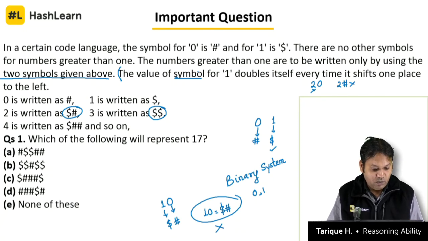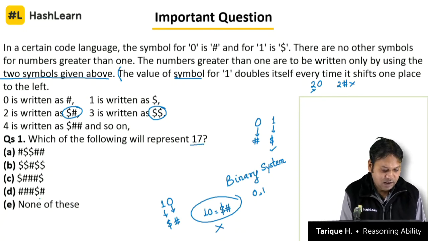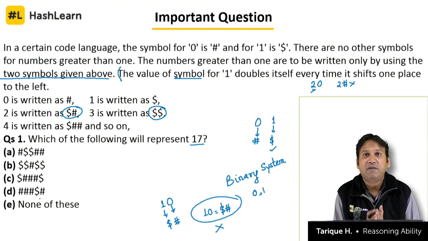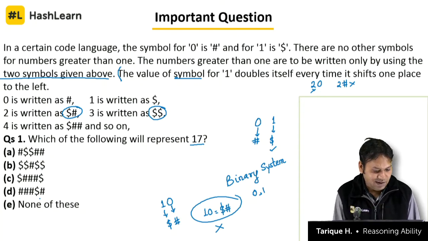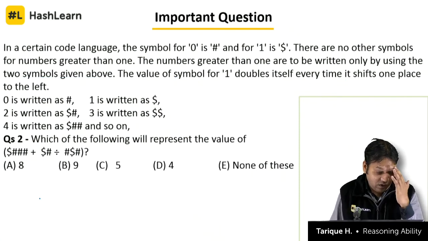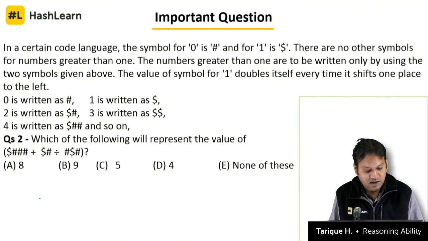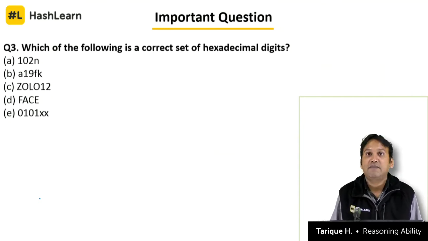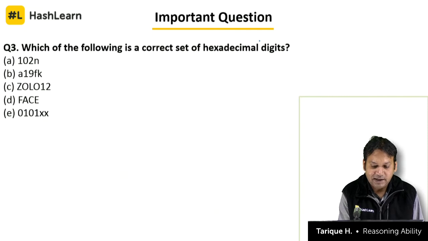Like this question number 1, which of the following will represent 17? How do you get this answer, like hash, dollar, dollar, hash, hash? It terrifies you. If a student is not familiar with the binary system, he will just not understand what is happening. What kind of cryptic language is this? And then there's a second question here: which of the following will represent the value of dollar hash hash hash plus dollar hash divided by hash dollar hash? Just leave the question. Now this is also one question from the binary system: which of the following is the correct set of hexadecimal digits? What is this hexadecimal?